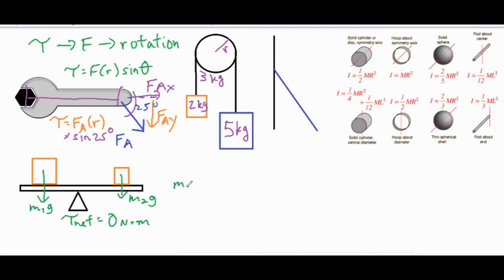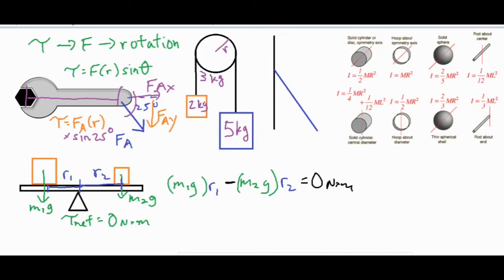So we know that m1g times that lever arm. So maybe we'll call this lever arm R1, and then maybe we'll call this lever arm R2, minus our m2g times R2 would equal 0, which basically means that these two are equivalent to each other once you add this one to the other side.